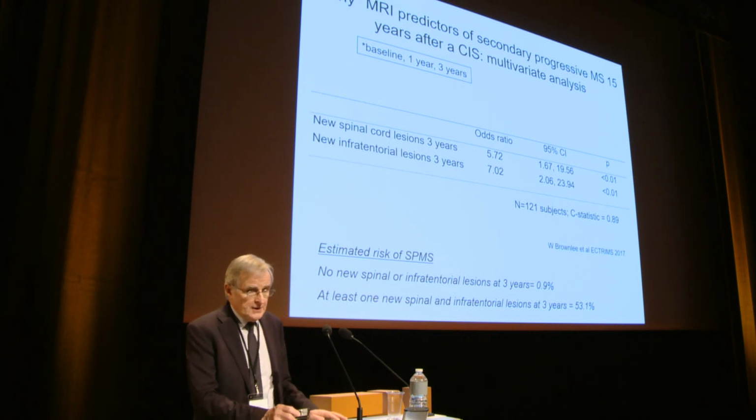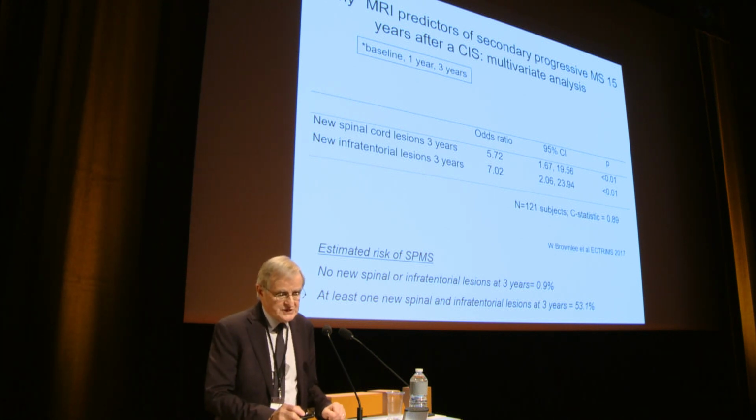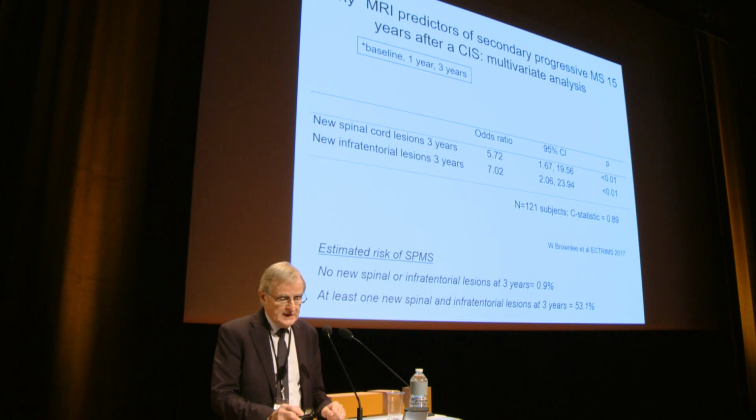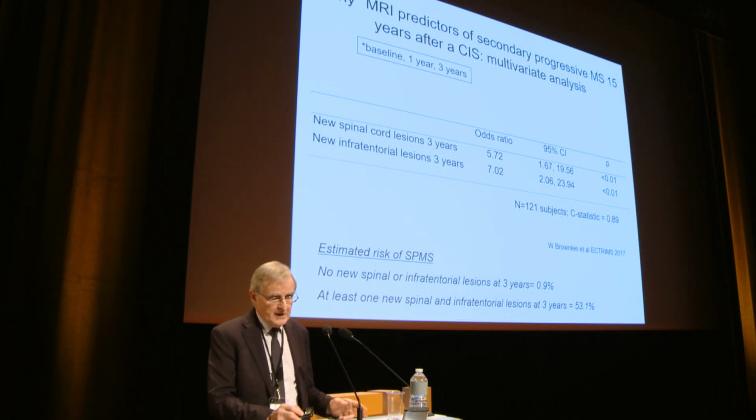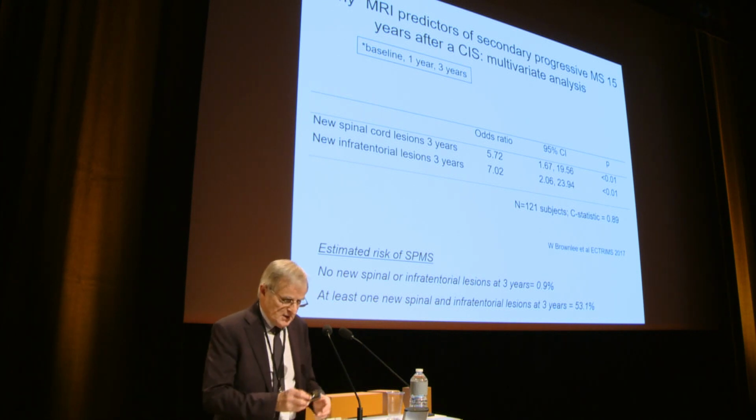Now you could translate this into a more simple sort of numeric from this particular cohort: if subjects had no new spinal cord or infratentorial lesions, the risk was about 1%, whereas if they had both a new spinal and infratentorial lesion, the risk was about 53%.